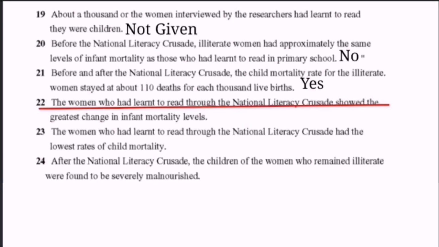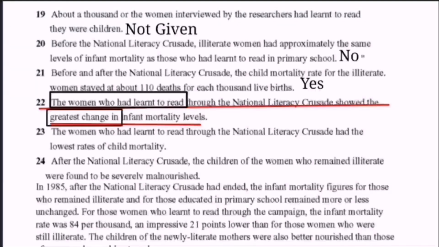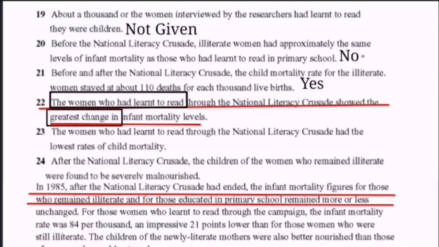Question number 22. The women who had learned to read through the National Literacy Crusade showed the greatest change in infant mortality level. It means that the infant mortality rate has changed a lot for all those women who had got education through the National Literacy Crusade. So woman is the keyword, read through the National Literacy Crusade is the keyword, great change is the keyword, and infant mortality is also the keyword. Let's read paragraph 6.